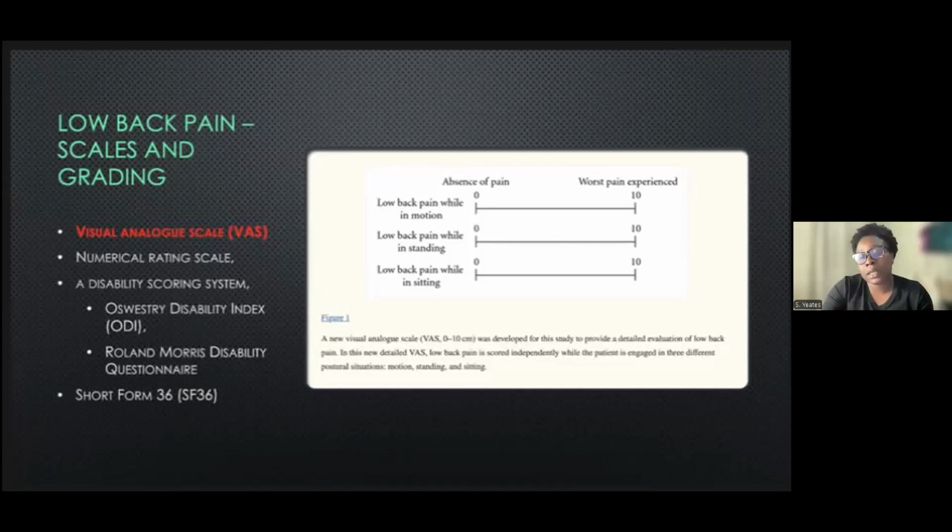And this is what we essentially use when we're asking patients to rate their pain. But particularly for low back pain, we talk about pain while the patient is in motion, low back pain when they're standing, or low back pain when they're sitting. And we ask the patient to mark their pain level on a line, as you can see on the screen, divided into segments, from 0 being no pain or little to no pain, and 10 being the worst pain that you would have ever experienced in your life.